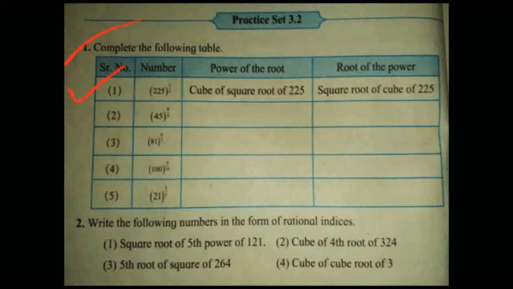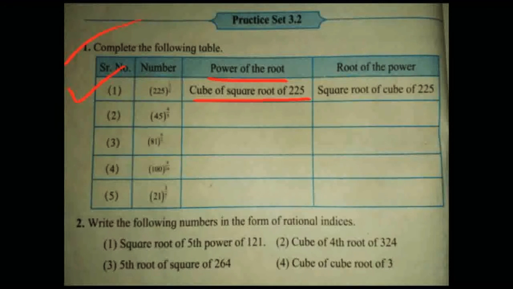In the first column, power of the root, you have to write in words first. That is cube of square root of 225, because here it is given power of the root. Which number is power and which number is root, you have to understand this way, as I told you just now. Power comes on numerator fraction in index. Root comes on denominator fraction in index. So first one will come cube of square root of 225.